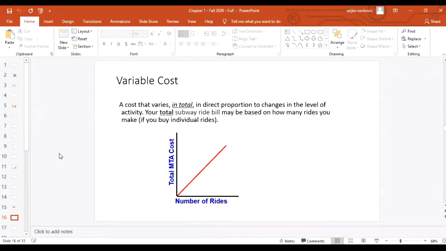Same thing if you're producing something, a pair of shoes. If you're producing 100 pairs or 1,000 pairs, you will not use the same amount of leather or fabric or whatever. If you're making 100 computers, you will use 100 screens, but if you make 1,000 computers, you will have to use 1,000 screens, right? So that's a clearly variable cost. The important thing is that a variable cost will change in total, right? In total. But per unit, it will stay the same.